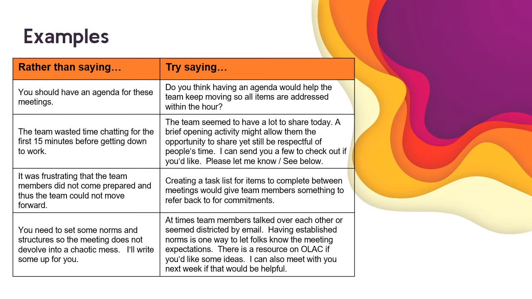Some examples, most of which you can read on your own, but one of my favorites, instead of saying you should have an agenda for these meetings, which has happened, saying it as, do you think having an agenda would help the team keep moving so all items are addressed within the hour? Kind of puts the weight on the purpose of the agenda and not just you need to have it because it's on some magical box of things you're supposed to have in meetings. You can read those other examples for yourself.